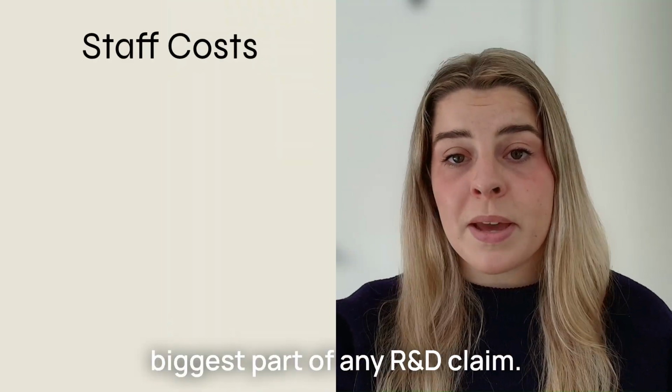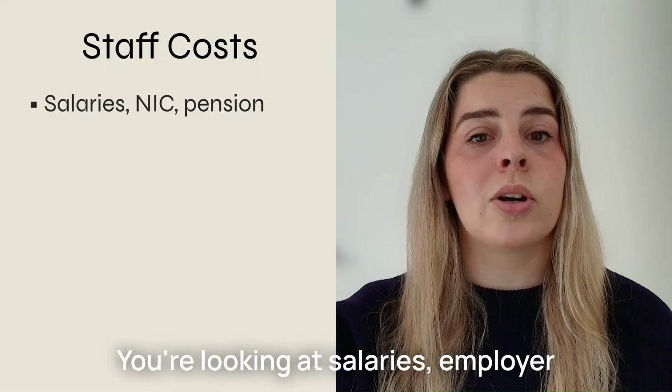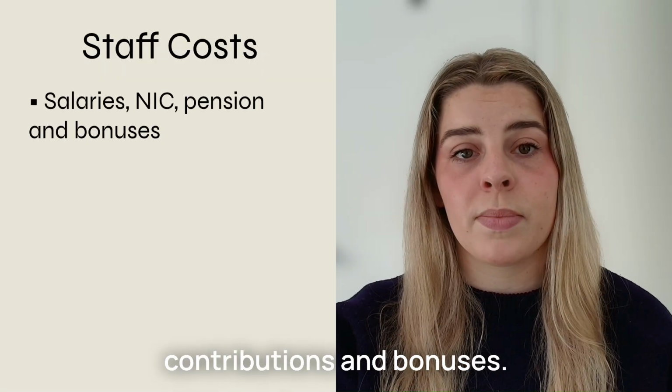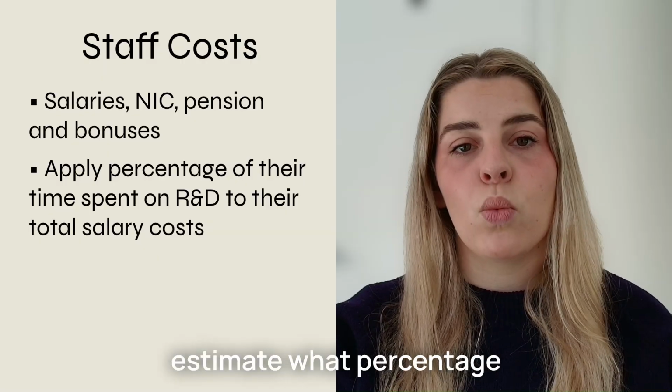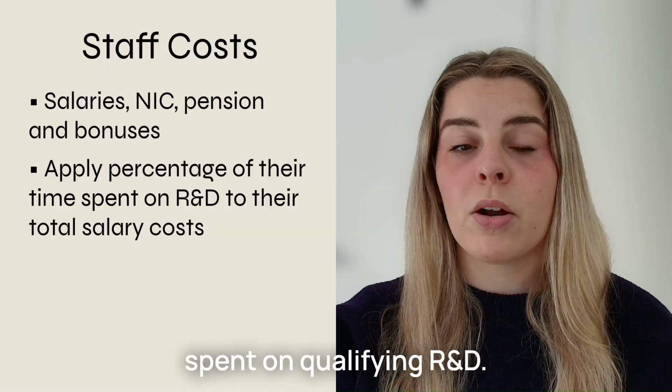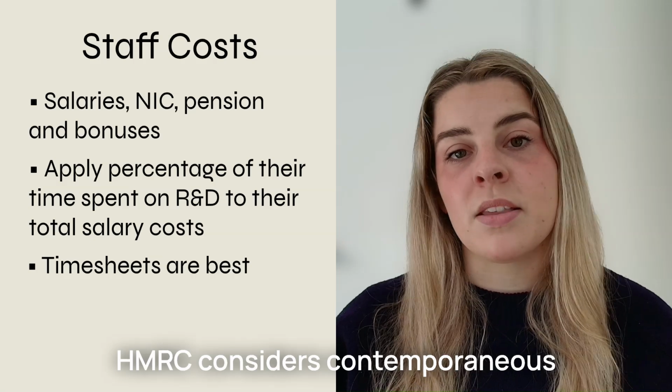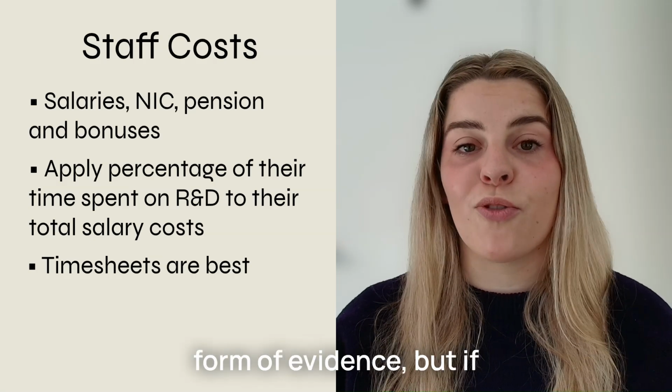Staff costs are usually the biggest part of any R&D claim. You're looking at salaries, employer national insurance, pension contributions, and bonuses. To apportion these, you estimate what percentage of each employee's time was spent on qualifying R&D. Timesheets are the gold standard here. HMRC considers contemporaneous records the strongest form of evidence.